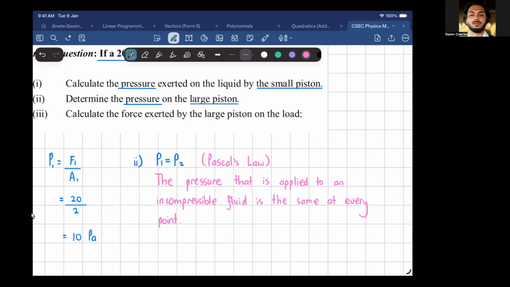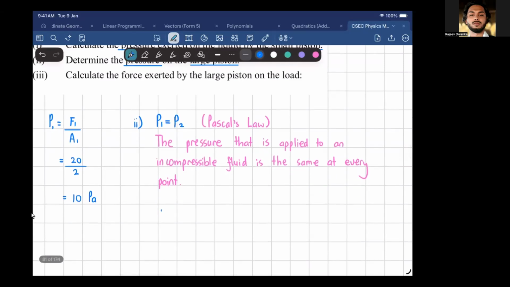Right, Jalen, you understand that? Yeah. All right, so if P1 is equal to P2, what would P2 be equal to? You don't have to use the formula. We're saying that P1 is equal to P2. It's the same, so it'd be 10 pascals. It would be 10 pascals. It's not changing.